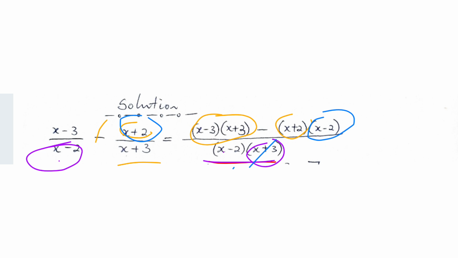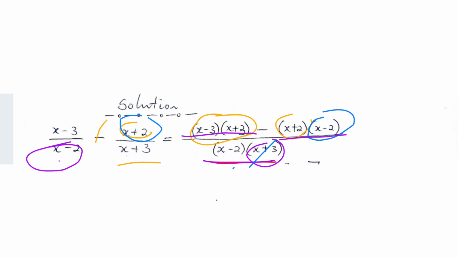Everything is there. So it will read (x − 3) in brackets, multiplying (x + 3) in brackets, minus (x + 2) in brackets, multiplying (x − 2) in brackets, all over (x − 2) in brackets and then (x + 3) in brackets. Right, and then we now have to simplify these brackets. It is a multiplication of a bracket by a bracket.